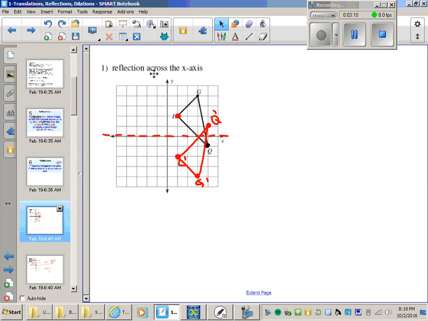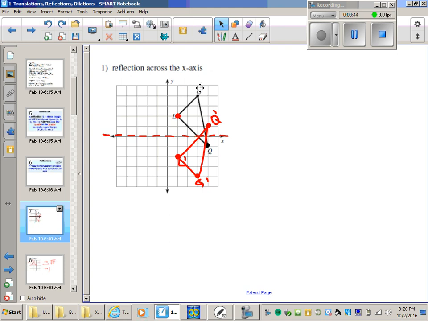So the first example says to reflect across the x-axis. So here's our x-axis. I've put a dotted line at the x-axis. We have our original figure GQL, and we are going to flip it over that line of reflection, which is the x-axis. So Q is on this side of the x-axis. When we count the spots, it's only one spot away from the x-axis. So you're going to count one spot on the other side of the x-axis, and that will become Q prime.